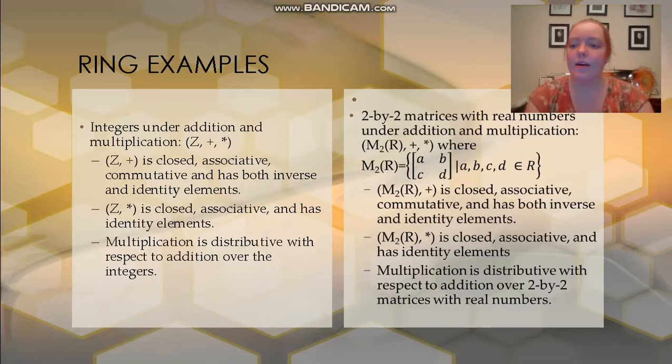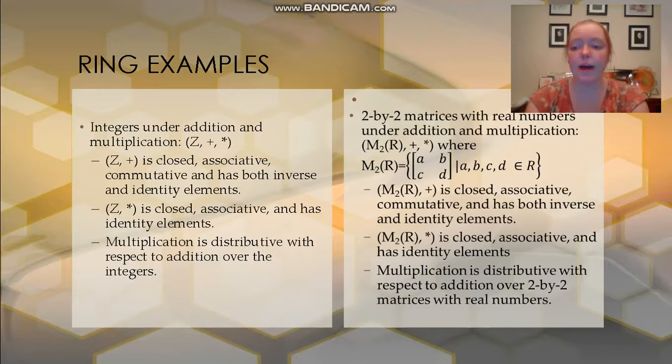Okay. So the first example is integers under addition with multiplication. Integers are represented by Z, and then addition and multiplication. We know that it is an abelian group under addition, as we already went over in the previous slides. It is closed, associative, commutative, and it has both an inverse, which is going to be the negative counterpart of any number, and an identity, which is going to be 0.